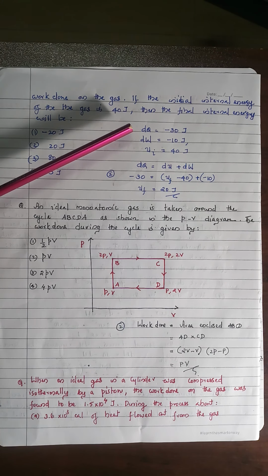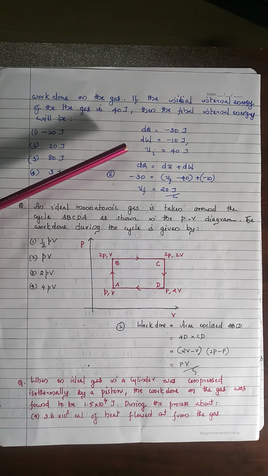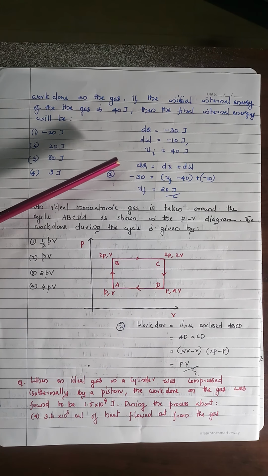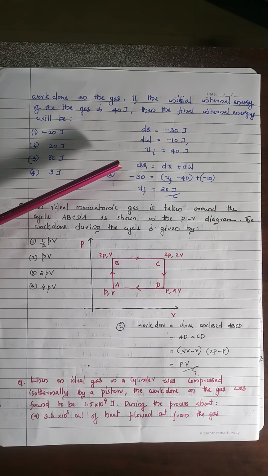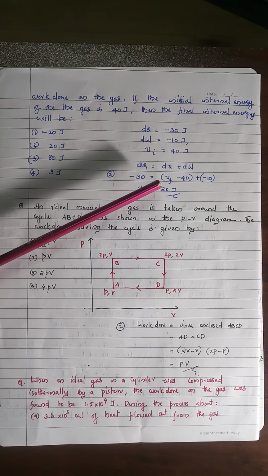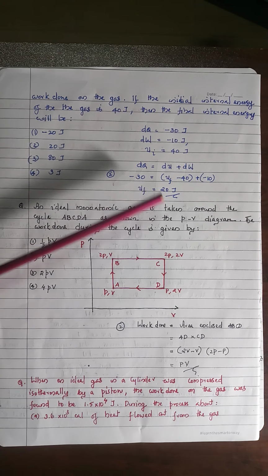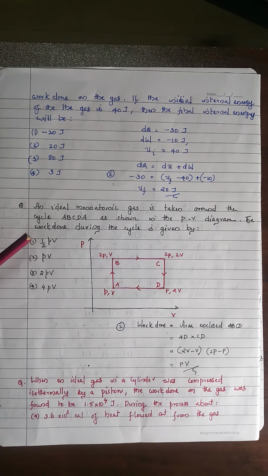dQ is minus 30 joule, dW is minus 10 joule. Apply the proper sign conventions. The initial internal energy is 40 joule. You know dQ is equal to dU plus dW. The change in internal energy can be written as UF minus 40. So you get the answer. A good concept.